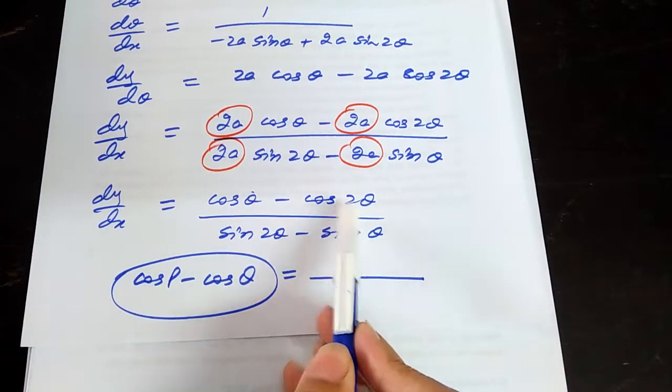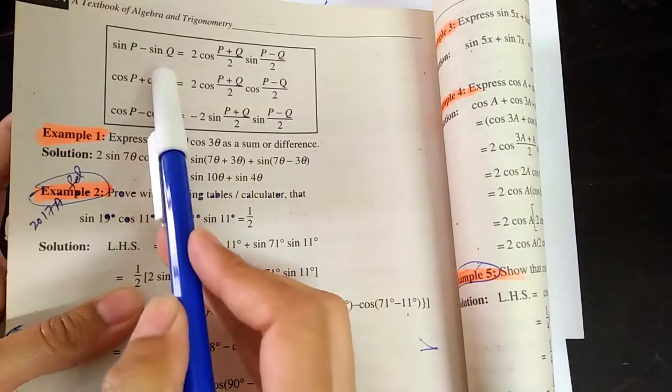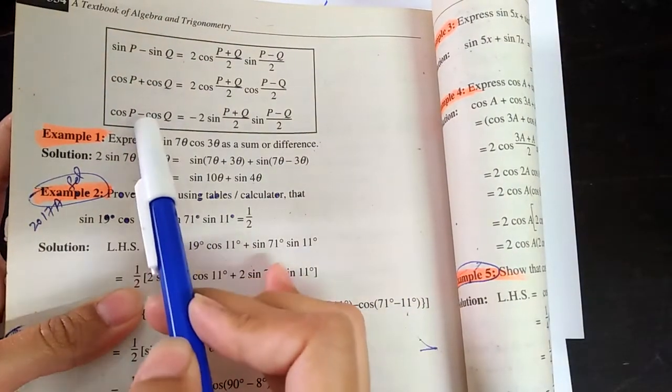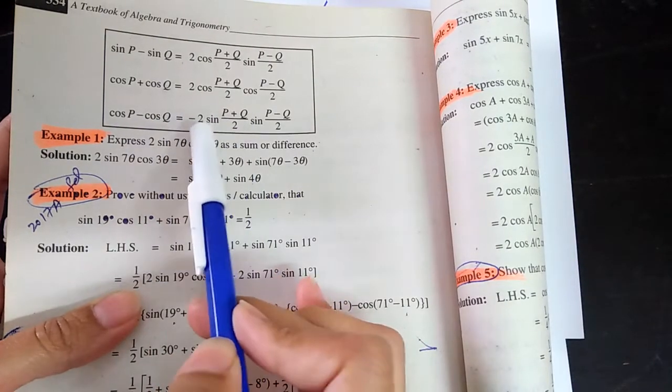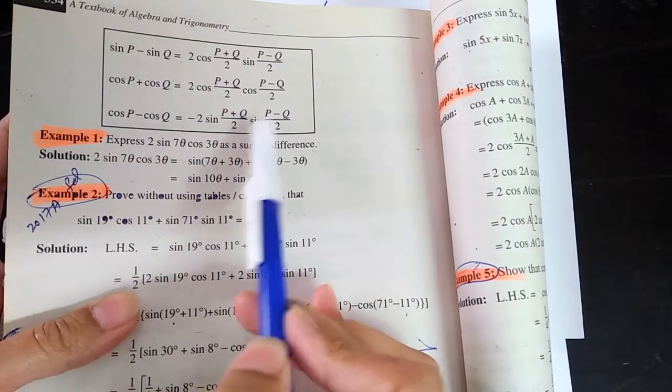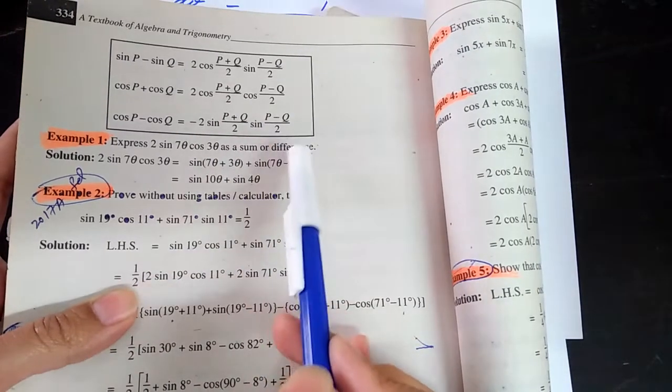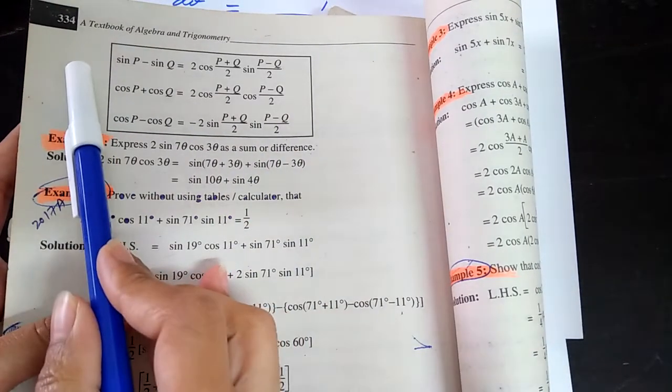Change this subtraction into the product form using these formulas. Here on the numerator you have cos p minus cos q form. It will be minus 2 sine (p plus q) over 2 sine (p minus q) over 2. This is from the first year book, page number 334.